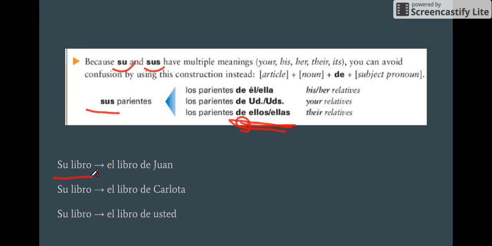So, for example, you could have su libro if context has already been established. But if you don't know who you're talking about, you can put el libro de Juan, or su libro, el libro de Carlota, or su libro, el libro de usted.